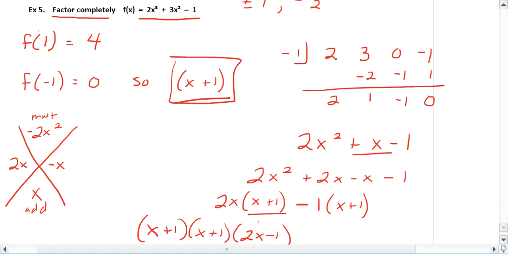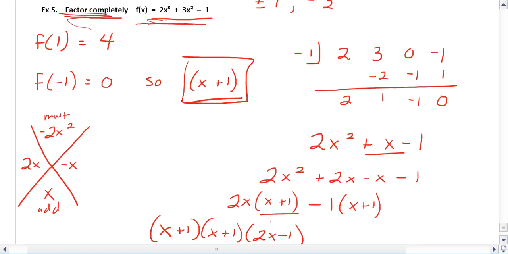So now we have completely factored this polynomial by using these theorems that we learned, and this would not have been possible without this knowledge.